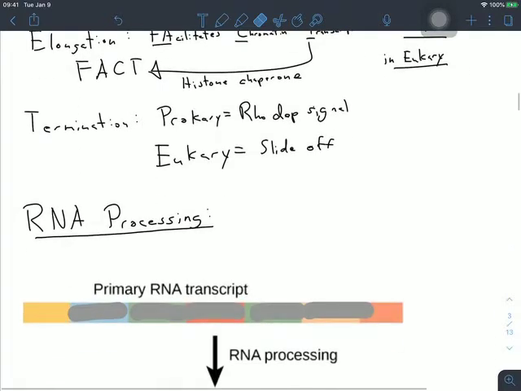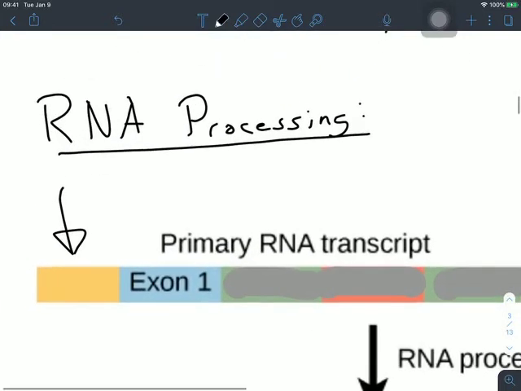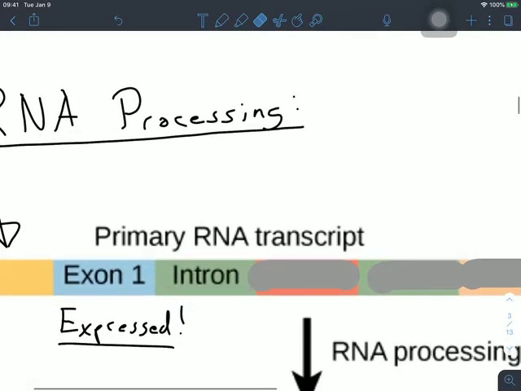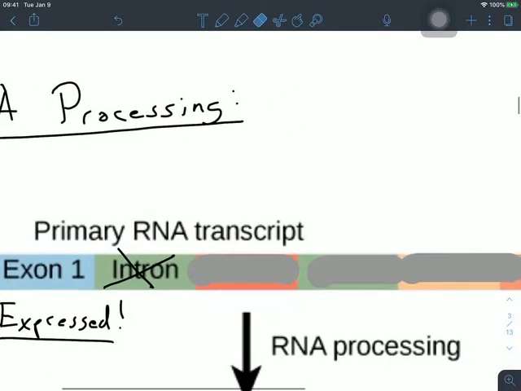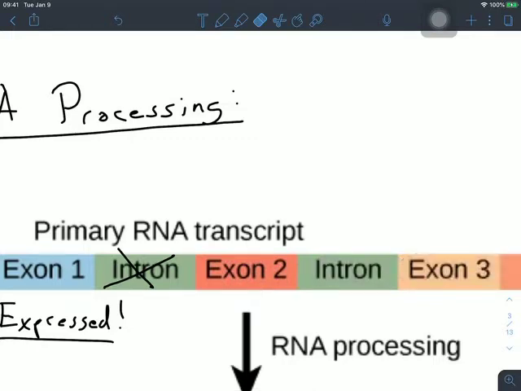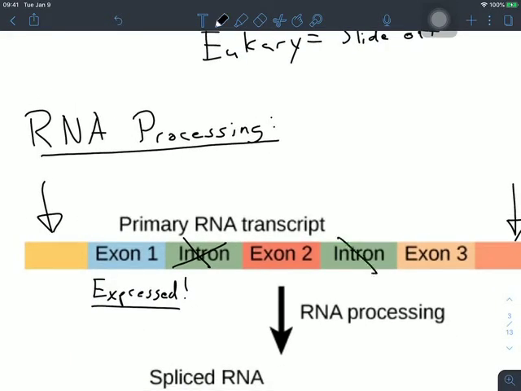So your primary RNA transcript will look something like this. It has a header sequence and some tail sequence, and then it has a series of exons that will stay because they are expressed in the protein, and introns that get removed. We're going to need to delete these. And we have exons and introns and exons. The introns need to be removed by RNA processing or RNA splicing.